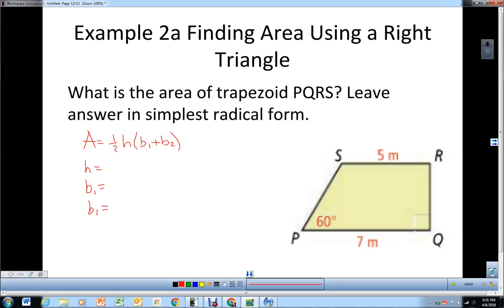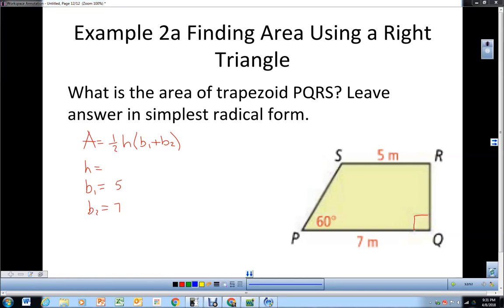Now the height, we don't have it. We're looking for the height here, the distance between our bases. Now this didn't come out right, but that is a right angle here, which means that these are right angles here. So the height of this trapezoid we don't know, which means we're going to have to find it. Base 1 I'll let be 5, and base 2 we'll say is 7. So in order to find the height, we're going to use our trig or special right triangles.